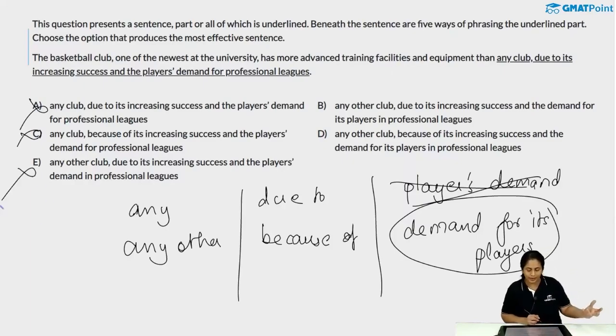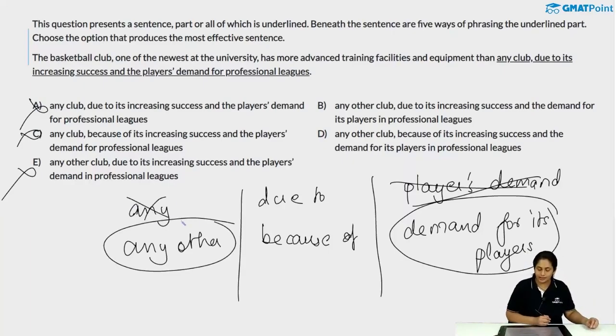So I'm left with options B and D. So you have the difference between due to and because of. Again, when you have any or any other, remember that whenever you are comparing one club and saying that this has more things than anyone else as such, you have to basically say any other club. Essentially, when you are comparing, instead of saying just any club, you have to say any other club to show that this has the most amount of facilities. So any is incorrect, any other would be the right format as such. But again, in B and D, both have any other, so it doesn't help.